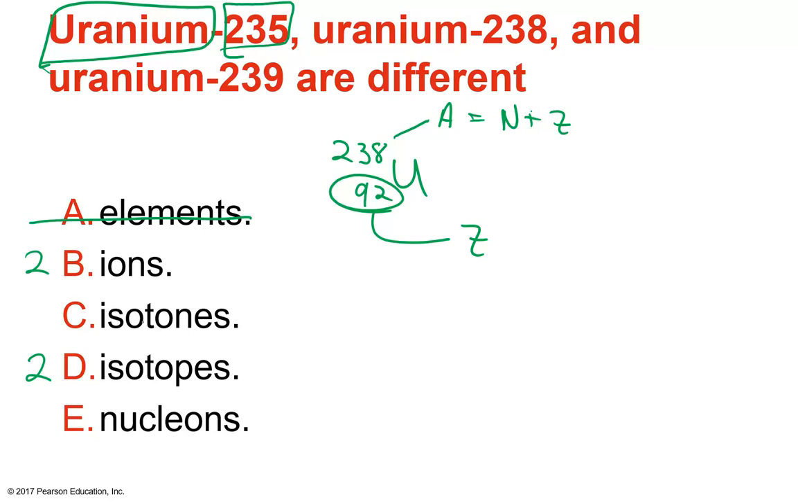So isotones. Isotones and isotopes differ by the letter N and P. Correct. Isotopes have the same number of protons. Do isotones have the same number of neutrons? Yep.